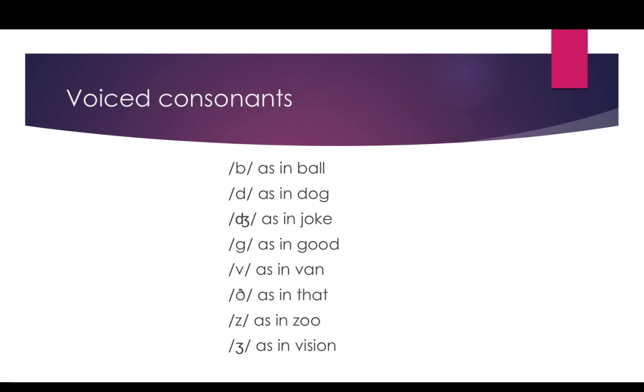There are things called voiced consonants in the English language, like b as in ball, d as in dog, j as in joke, g as in good, v as in van, th as in that. We've got the z as in zoo, and then we have this cool little phoneme symbol that stands for the zh sound as in vision.